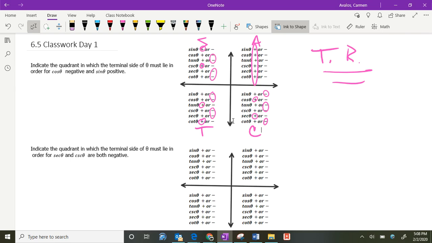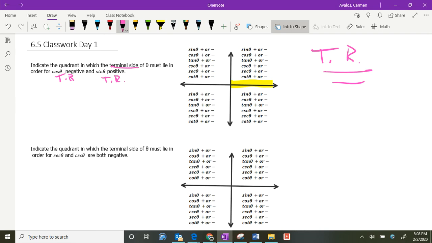So we're trying to answer this question where it says, indicate the quadrant in which the terminal side of theta must lie in order for cosine to be negative and sine to be positive. So I am going to erase all this. What that's saying is that the sine trig ratio is going to be negative here, and positive there. When it says terminal side, we're always assuming it starts at the standard position angle, which always starts at the positive x-axis. So it's a standard position angle with the terminal side. Where is that angle going to fall?